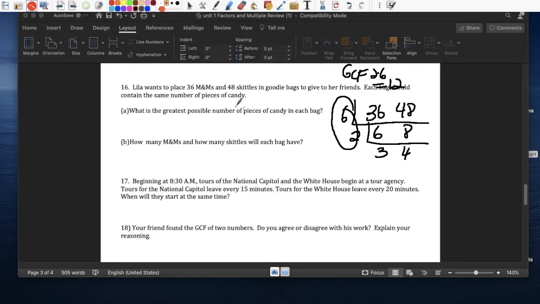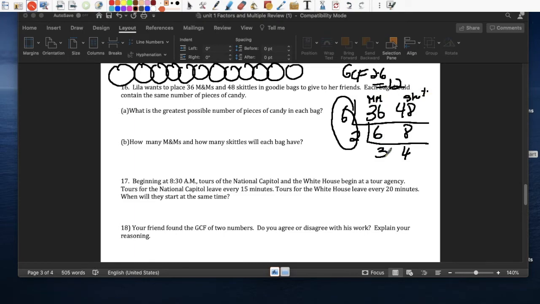So how many goodie bags can she make? What is the number of pieces of candies in each bag? So you're going to make 12 goodie bags, right? 1, 2, 3, 4, 5, 6, 7, 8, 9, 10, 11, 12. And what is this? 36 is M&Ms. This is Skittles. So each bag is going to have 3 M&Ms and 4 Skittles.